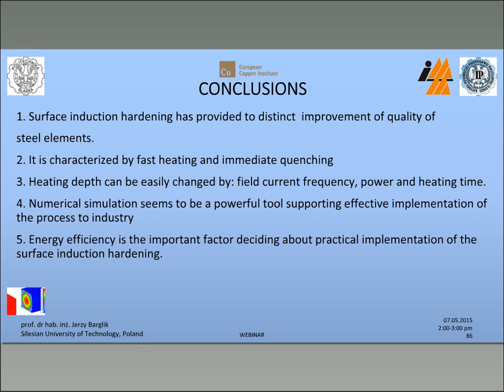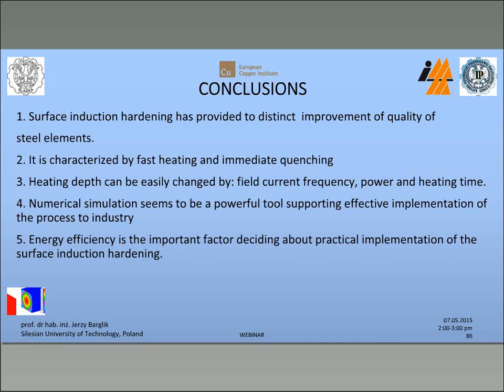So, surface induction hardening has provided a distinct improvement of quality of steel elements. It is characterized by fast heating and immediate quenching. Heating depths can be easily changed by field current frequency, power, and heating time. And numerical simulation seems to be a powerful tool, but only a tool supporting effective implementation of the process to industry, because if I may add something to this conclusion, the main disadvantage in implementation of induction hardening technology to industry is a necessity for long-term experiments.